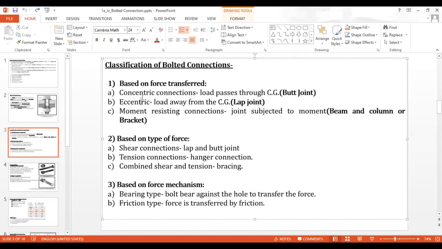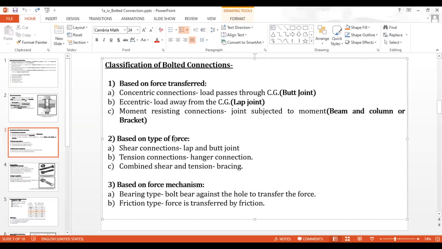So the first classification, that is depending upon the force transferred. First one is the concentric connection, that is the load is passing through the CG, that is nothing but the butt joint. When the load is eccentric and acting away from the center of gravity, it is a lap joint. Then moment resisting connections, the joint subjected to the moment, that is beam and column or the brackets.